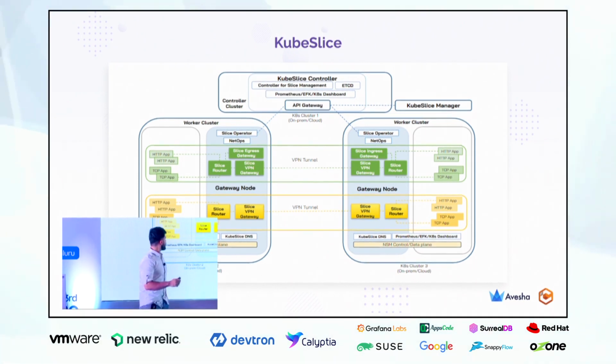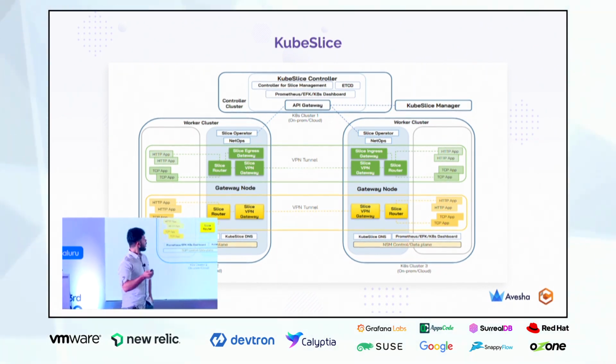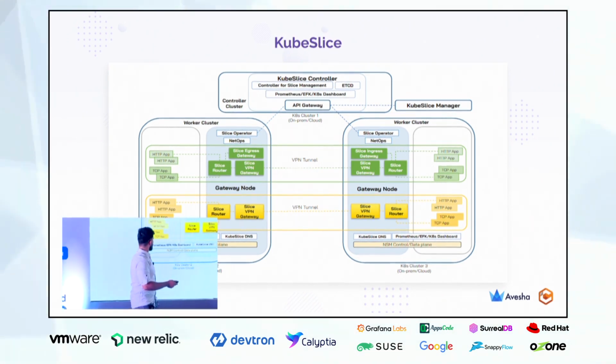The multi-tenancy and multi-cluster features of KubeSlice, you can use by creating logical boundaries across clusters, which is known as a slice. So as you can see in the diagram, there are two slices in this. One is a green slice and one is a yellow slice connecting two different Kubernetes clusters. The slice operator that you see here is a Kubernetes controller which reconciles and watches that custom resource, that is, a slice.